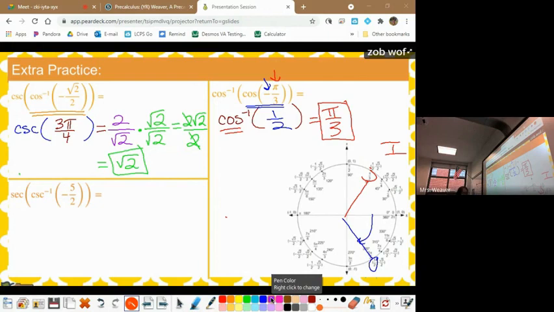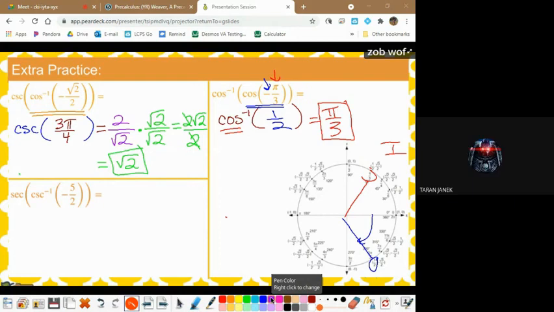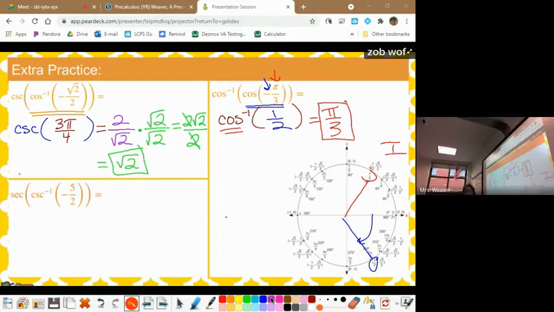Secant of the angle whose cosecant is negative 5 over 2. Is it on the unit circle, Taryn? Sorry, you cut out for a second. Could you please repeat? Yeah. Is it on the unit circle?